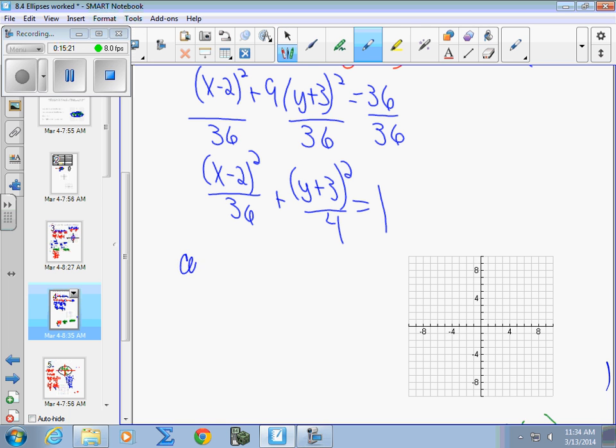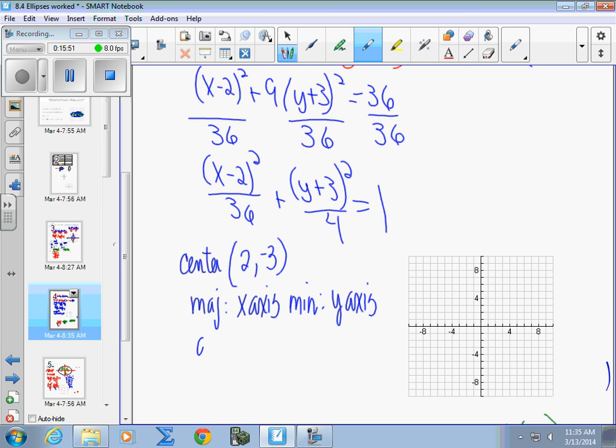First, we're going to find the center. The center is 2, -3. And we want to find the major axis and the minor axis. So what is the major axis? The x-axis. The minor axis is the y-axis. A squared is equal to 36, so A is equal to plus or minus 6. B squared is equal to 4, so B is equal to plus or minus 2.